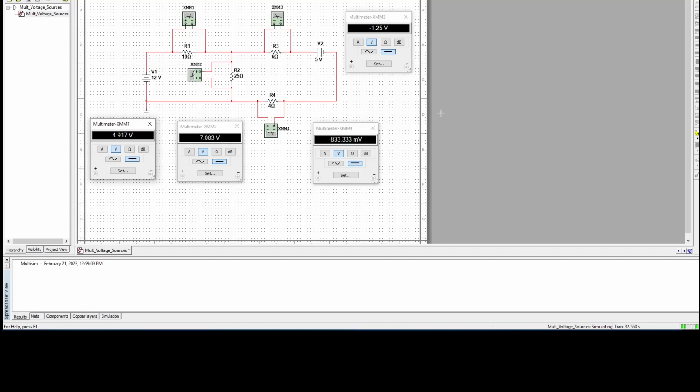So if you didn't believe the calculations, here we are in an electronics simulation program showing you this would be the actual measured values if you were to physically build up this circuit and take all of your measurements.